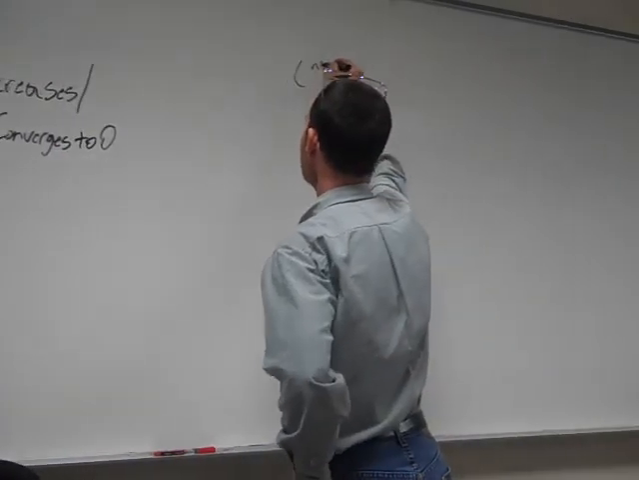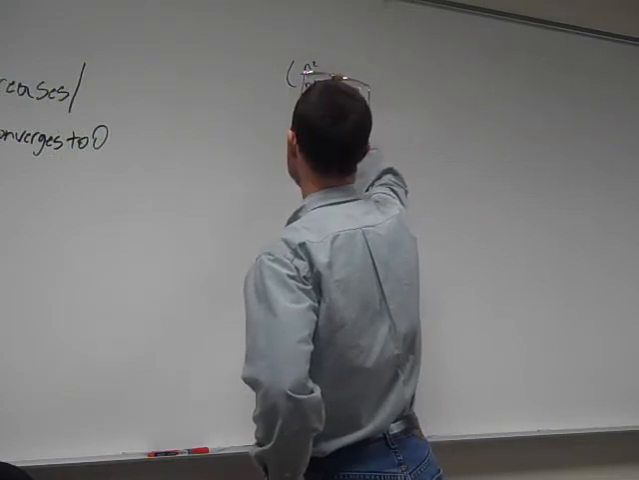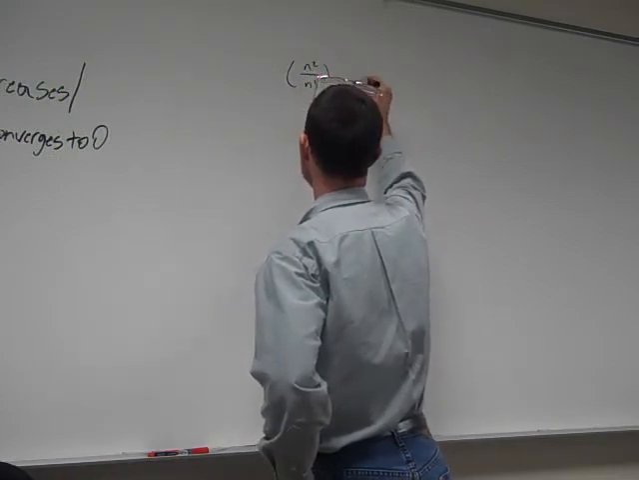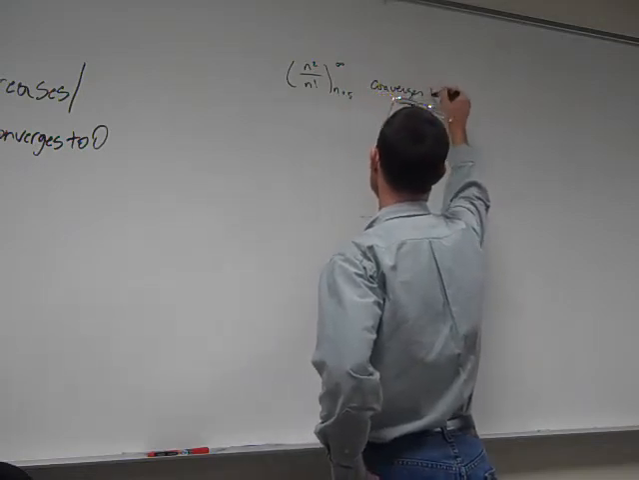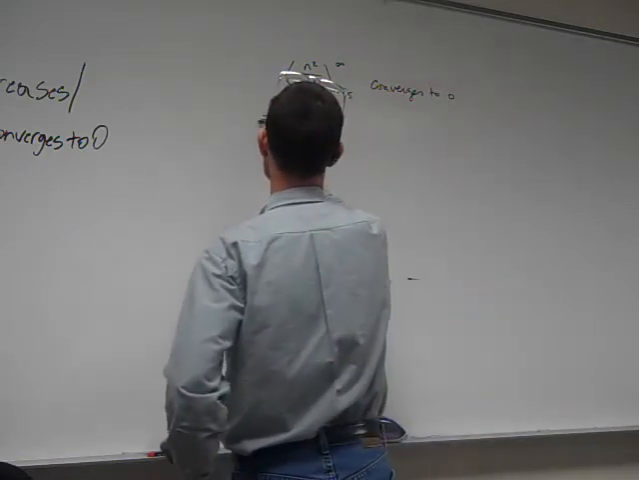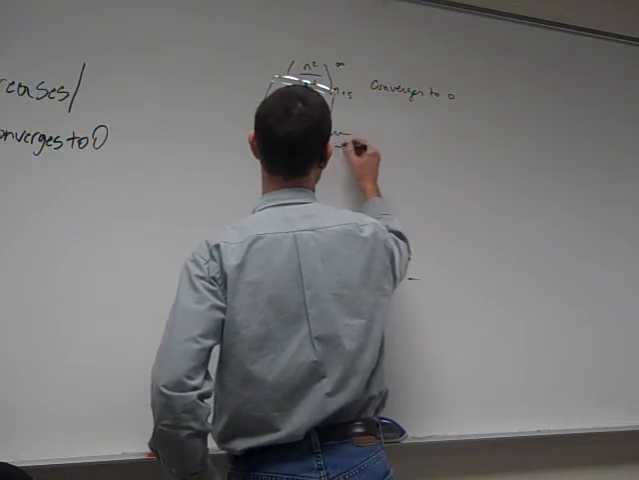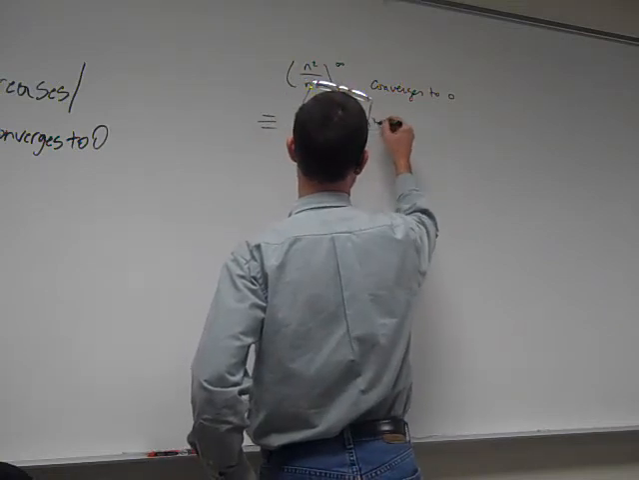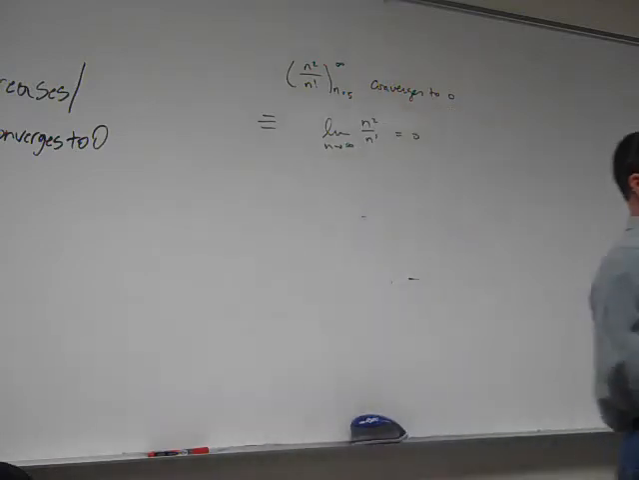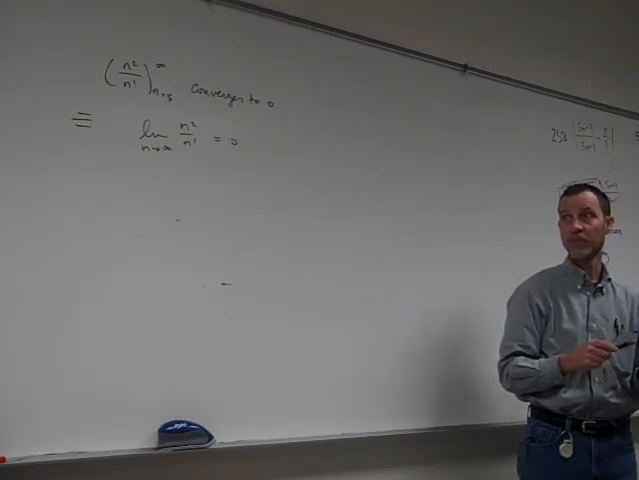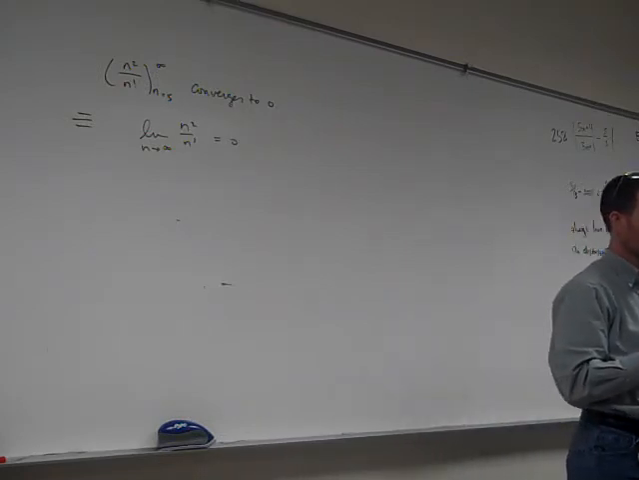That the sequence n squared over n factorial from n equals 5 to infinity converges to 0 is the same statement as saying the limit as n goes to infinity of n squared over n factorial is equal to 0. There's two notational ways to write the exact same statement. Other questions for him?